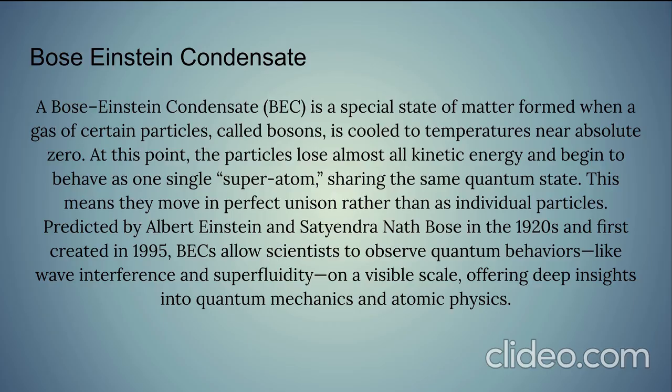A Bose-Einstein condensate, BEC, is a special state of matter formed when a gas of certain particles, called bosons, is cooled to temperatures near absolute zero. At this point, the particles lose almost all kinetic energy and begin to behave as one single superatom, sharing the same quantum state. This means they move in perfect unison rather than as individual particles.